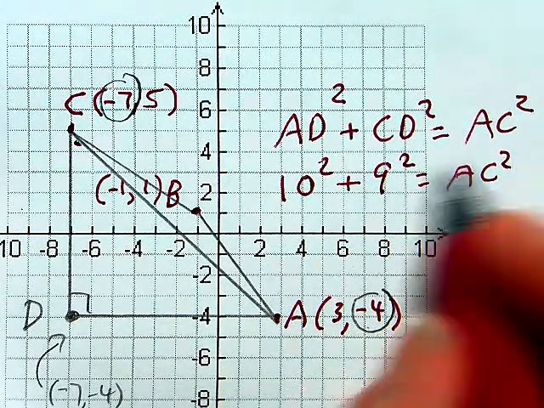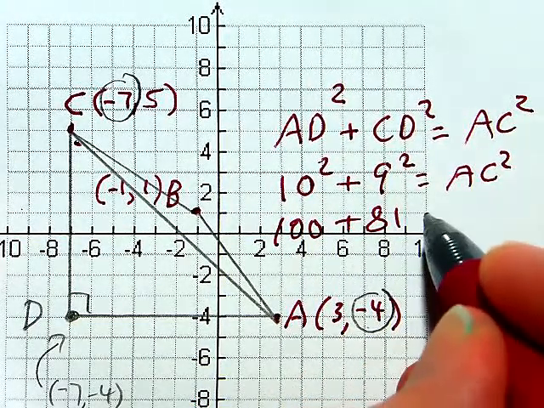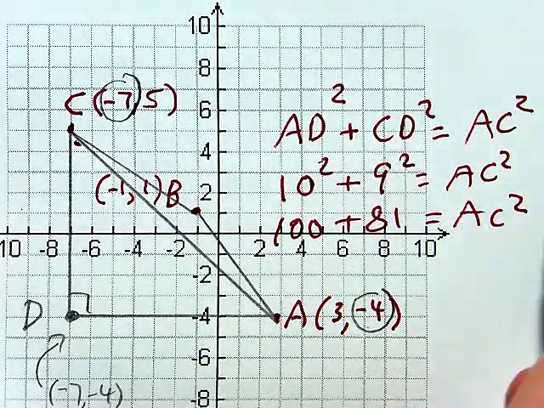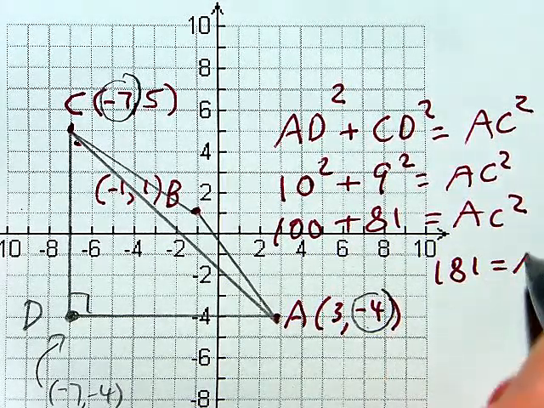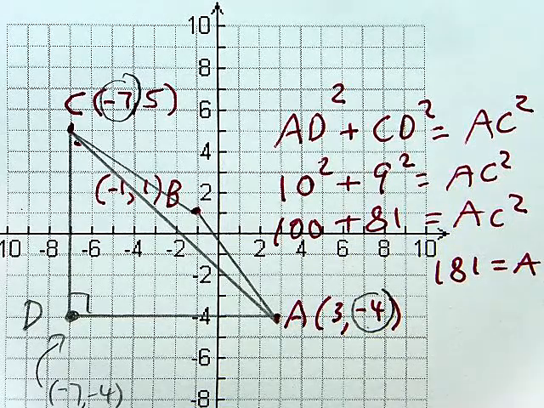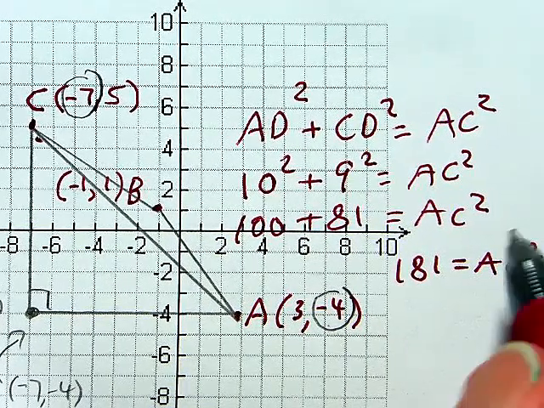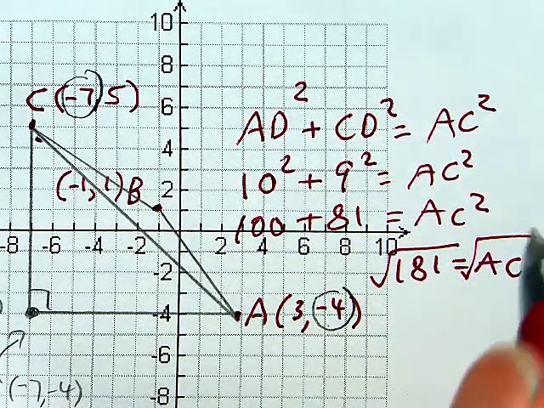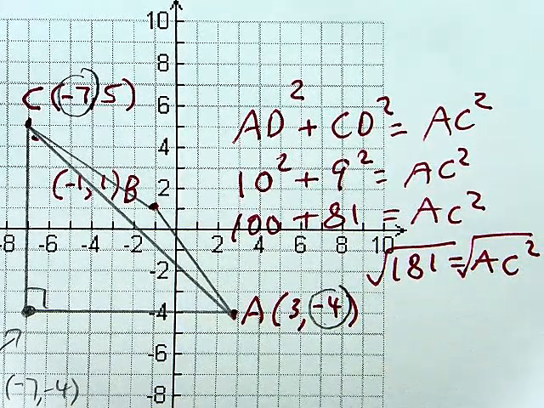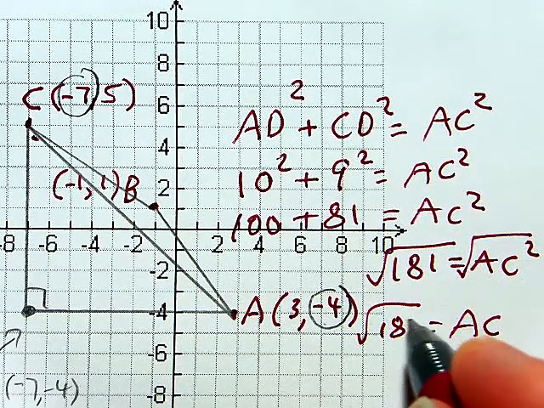So let's just do it. 10 squared is 100. 9 squared is 81, equals AC squared. That means 181 equals AC squared. Let's take now the square root of both sides. The square root cancels out the square on AC, and we're left with AC equals the square root of 181.